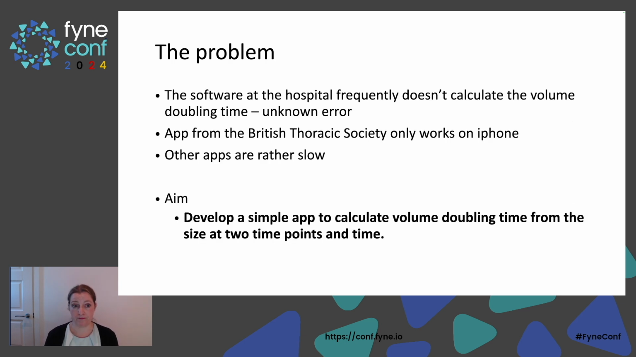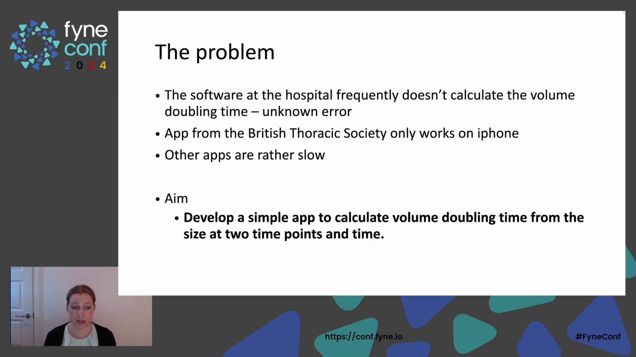But I have a problem. The problem is the software at my hospital frequently doesn't actually work, in terms of the volumes not being calculated or the volume doubling time not being calculated. I've also got an app that works on my phone from the British Thoracic Society, which is great, but it only works on iPhone and only calculates volume doubling times in certain ranges. I want to be able to do it on any system, anywhere I'm working, and to work out volume doubling times across the whole range of sizes.